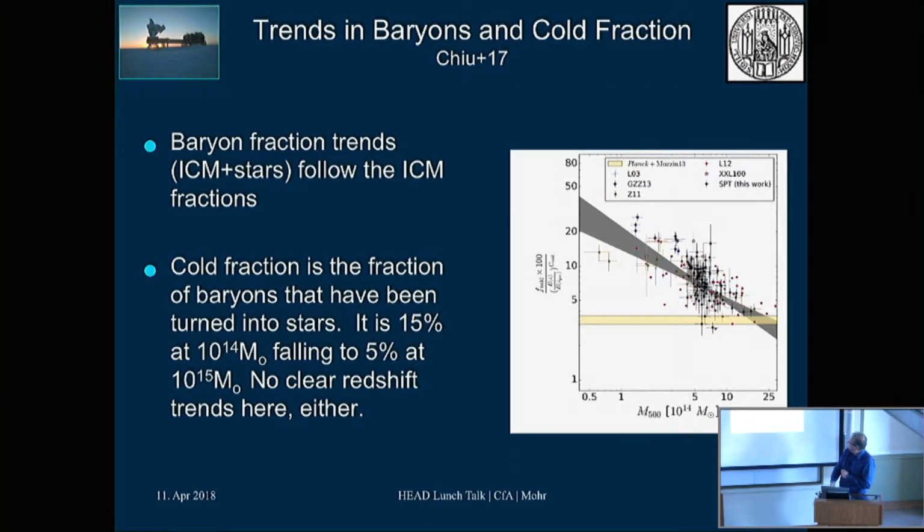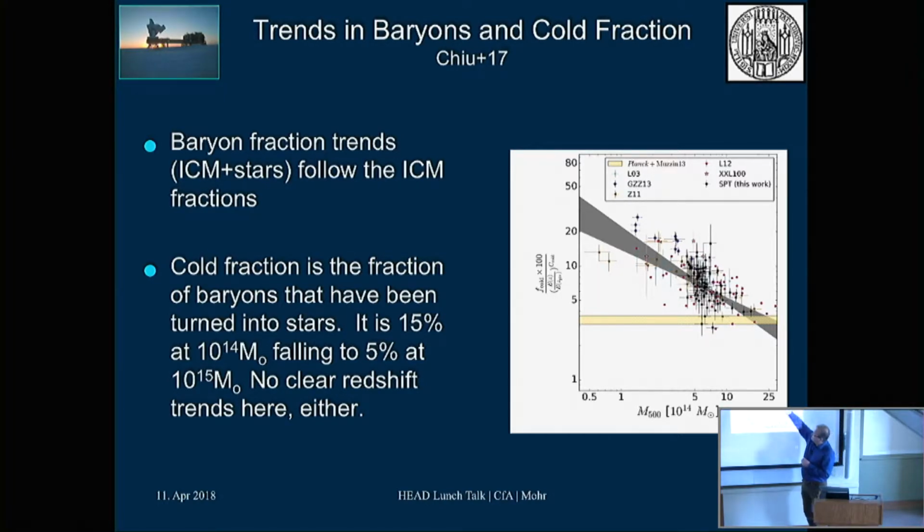And then cold fraction. What is cold fraction? Cold fraction is the fraction of baryons that have been turned into stars. Again, all these stars, in our approach, are only the stars in the galaxies, so we're not able to study the intracluster light with the DES data that we're using. Anyway, the cold fraction then is the fraction of baryons that were turned into galactic stars. And you can see that this also changes as a function of halo mass.